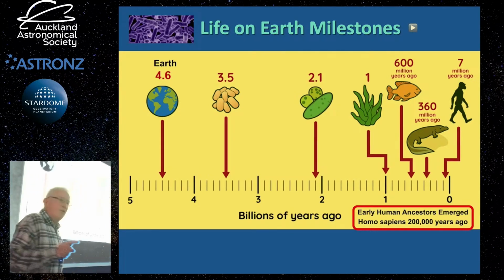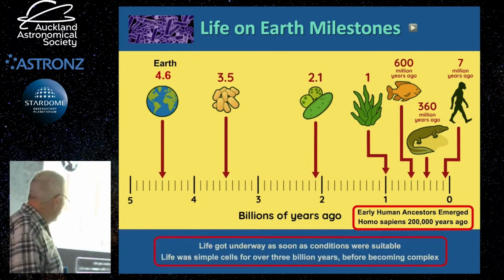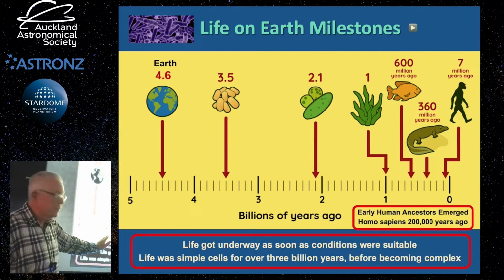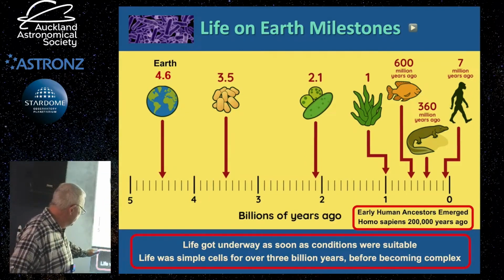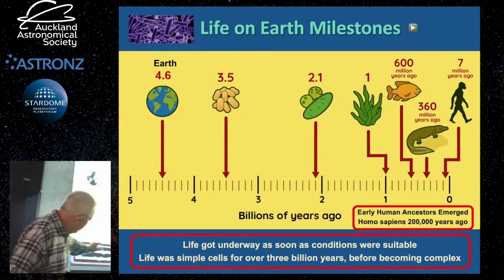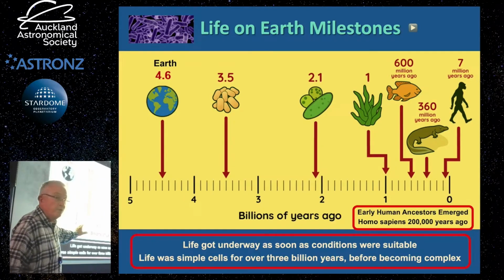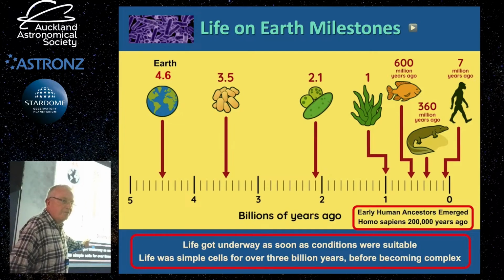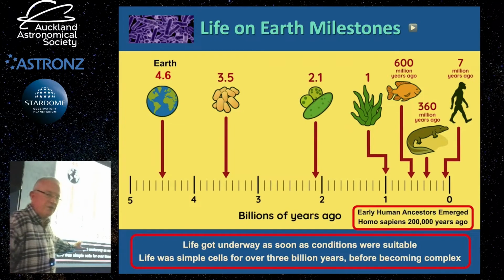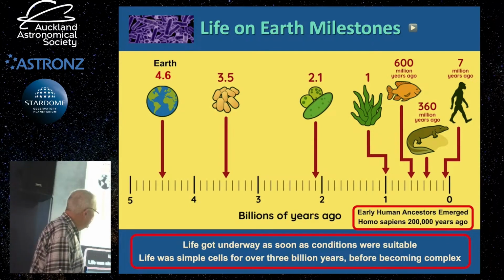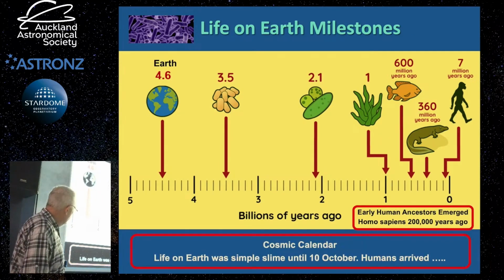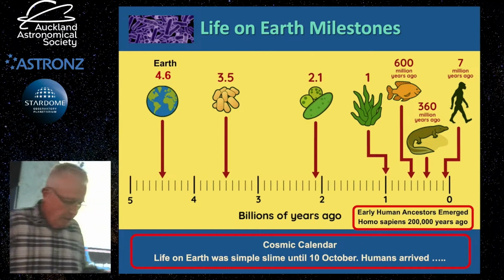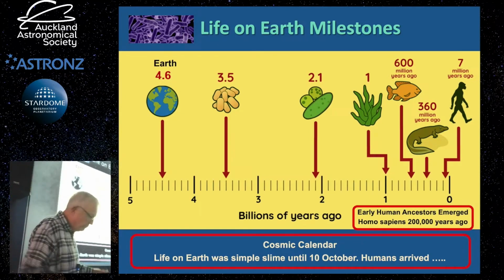Here's food for thought that I worked out. So the main point: life got underway as soon as conditions were suitable. Life got underway pretty early. But life was simple and cellular for over 3 billion years before becoming complex. That's important. Life gets underway pretty quickly. It doesn't take too much, but it takes time, and it takes time to get complex. Now, I put this into a cosmic calendar. I took 3.6 billion years and worked out how many seconds that would be and so on.